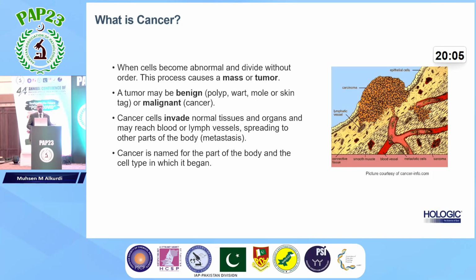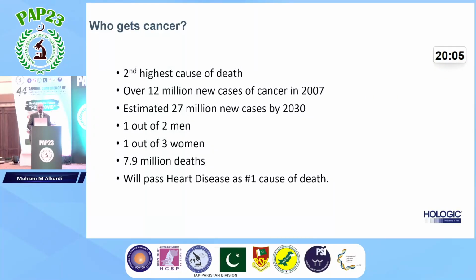Majority of the time, when the cells go bad, that means we have uncontrolled cell growth. And that is, in basic simple language, cancer. It is an uncontrolled cellular growth with no control, no order from the human brain, and no function for the human body. Unfortunately, we have some facts to share about cancers.